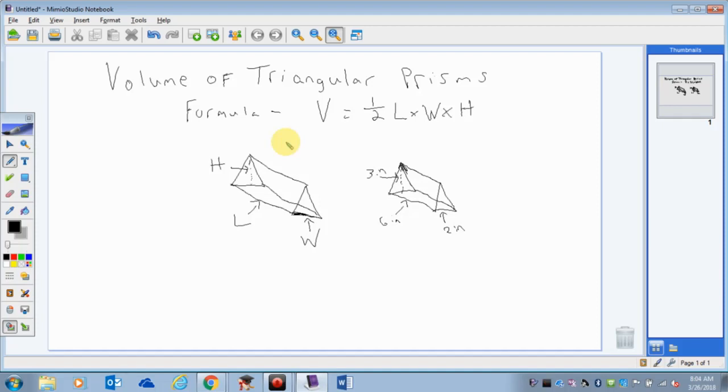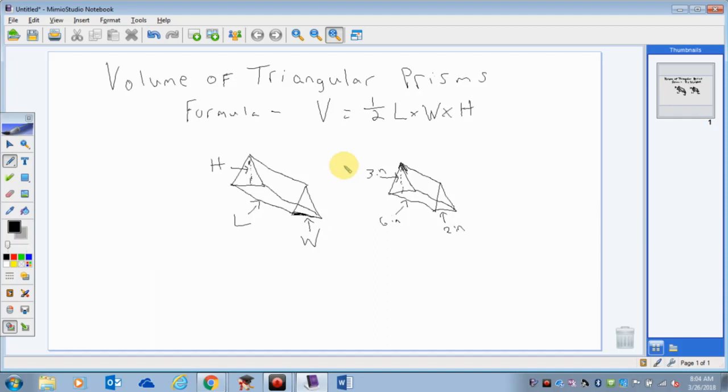So the volume of triangular prisms, the formula is going to be volume equals 1/2 times length times width times height. So the biggest thing you've got to pay attention to is your height, because we're dealing with triangles. You want to actually deal with the height of the triangle. You don't want to mess around and get this side right here. That's not the actual height. That's just the side of the triangle. The height is from the base to the very top point in a straight line going vertically.